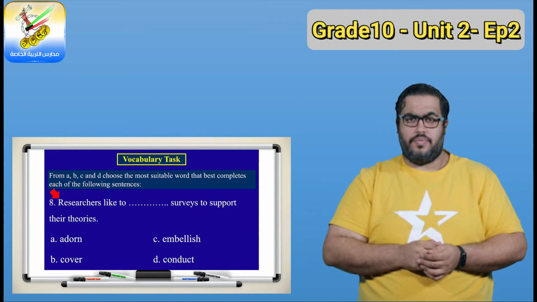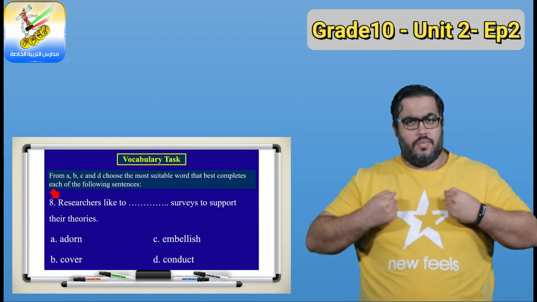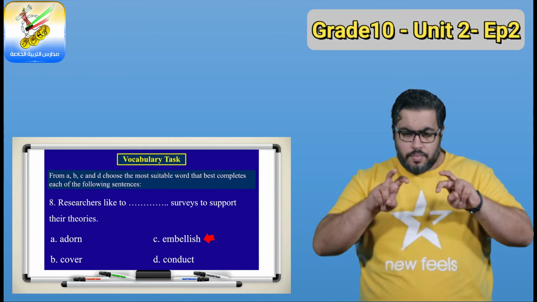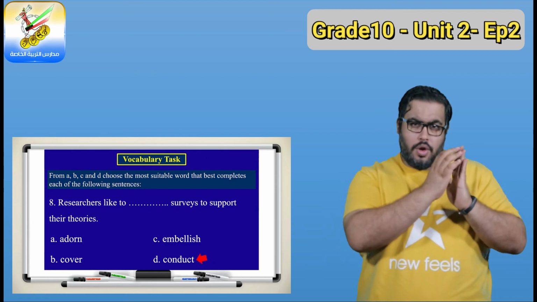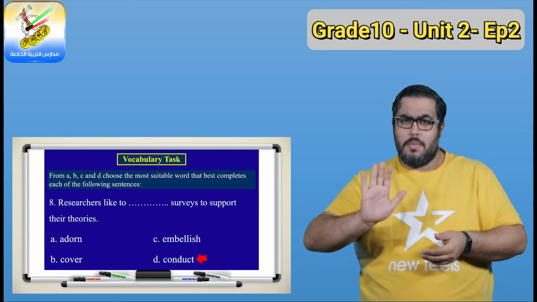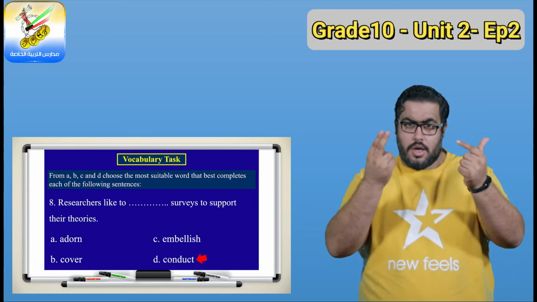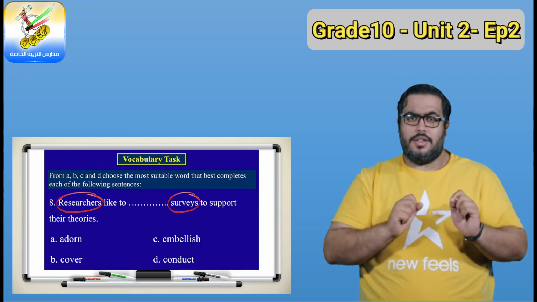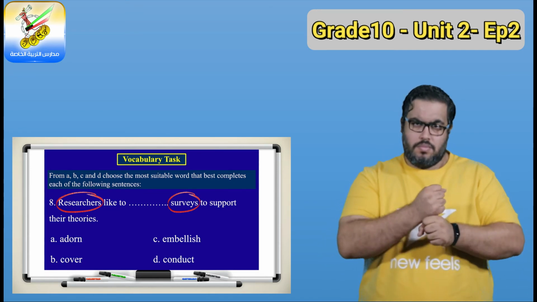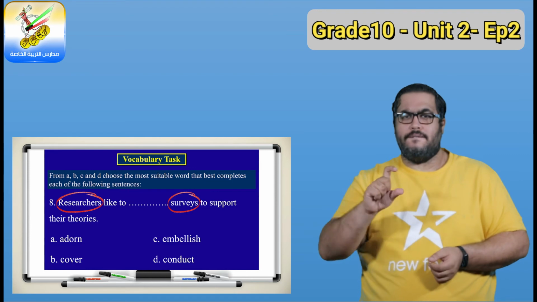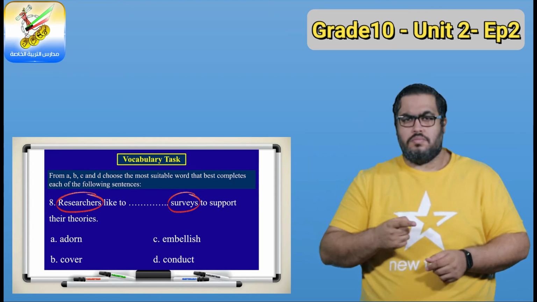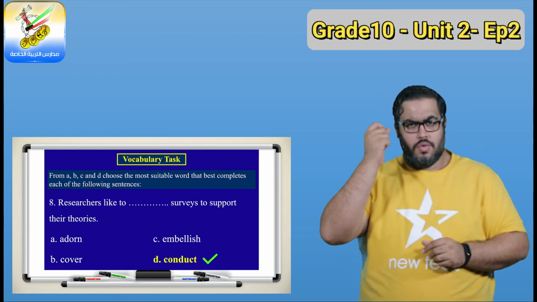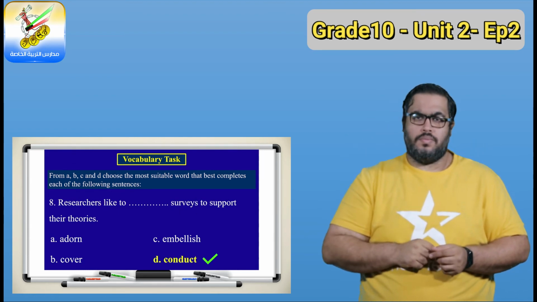Researchers like to blank surveys to support their theories. We have the word adorn, cover, embellish, and conduct. Now, based on the vocabulary items that we've learned in this episode, and based on the keywords that you found in the sentence, for example, like researchers and surveys, what do you think the correct vocabulary item here? It's conduct. Researchers like to conduct surveys to support their theories.